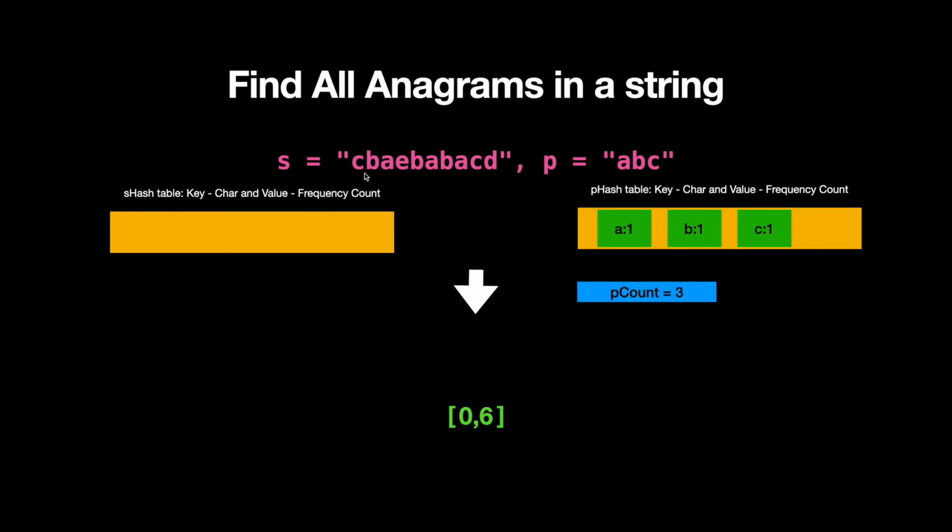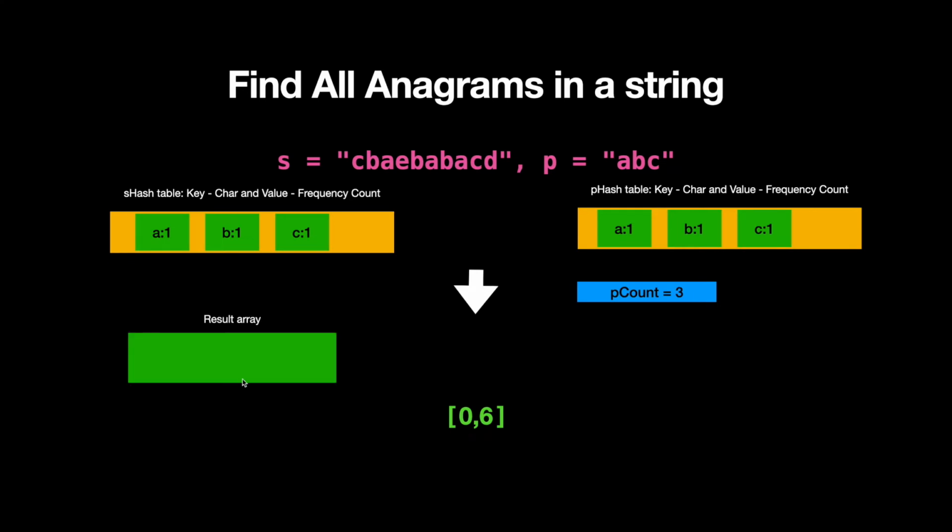So in this S table, first CBA would be inserted, and the frequency counts are the same as this one, right? We'll keep a resulting array, and if this S hash table and P hash table are equal, then we will insert this index. It is at index 0, so we'll insert index 0 in our resulting array, right? In the next loop, the sliding window will slide from C to B, and we'll have this next window.